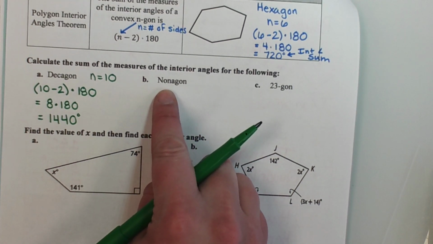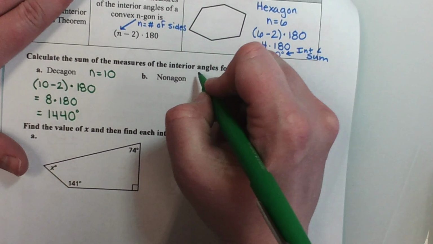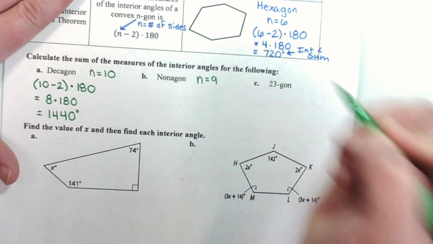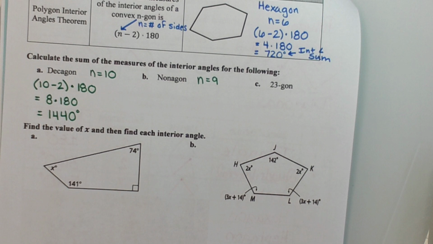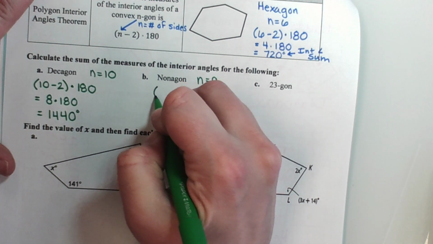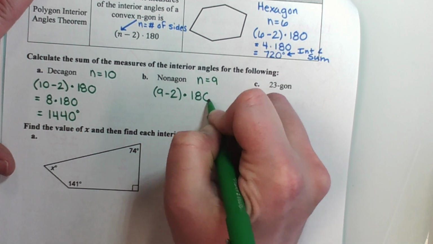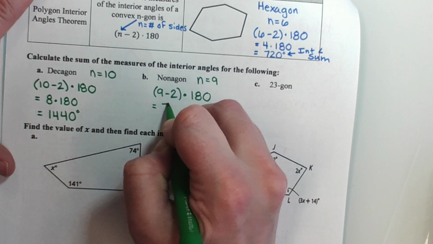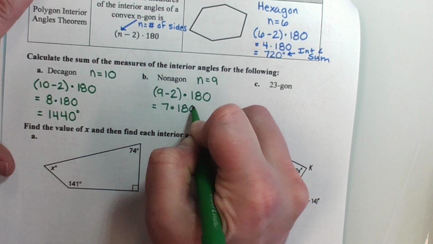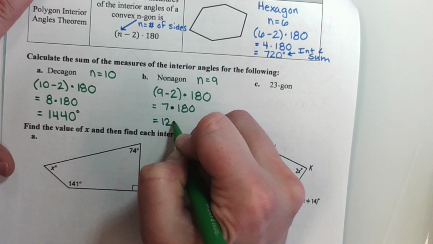Nonagon. N is 9. Once I figure out how many sides it has, what do I do with it? Plug it in. Subtract 2, and then multiply by 180. 9 minus 2 is 7. 7 times 180? 1,260.